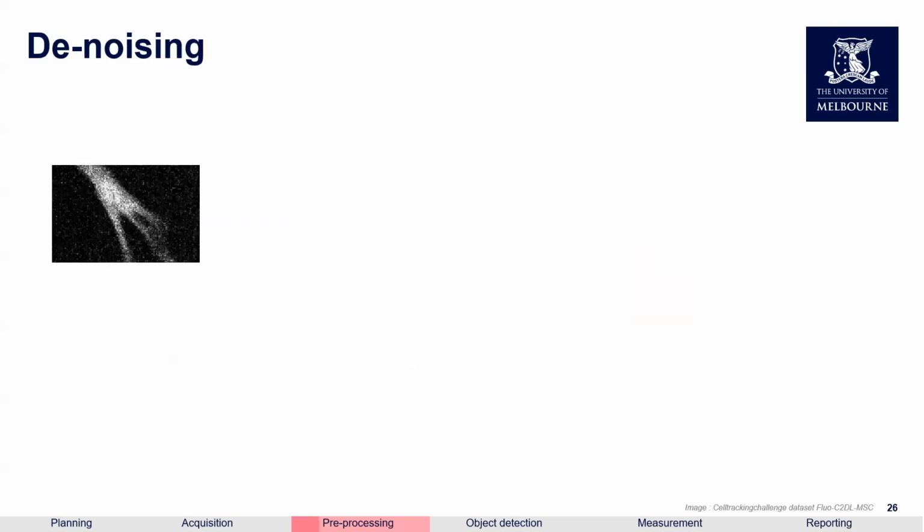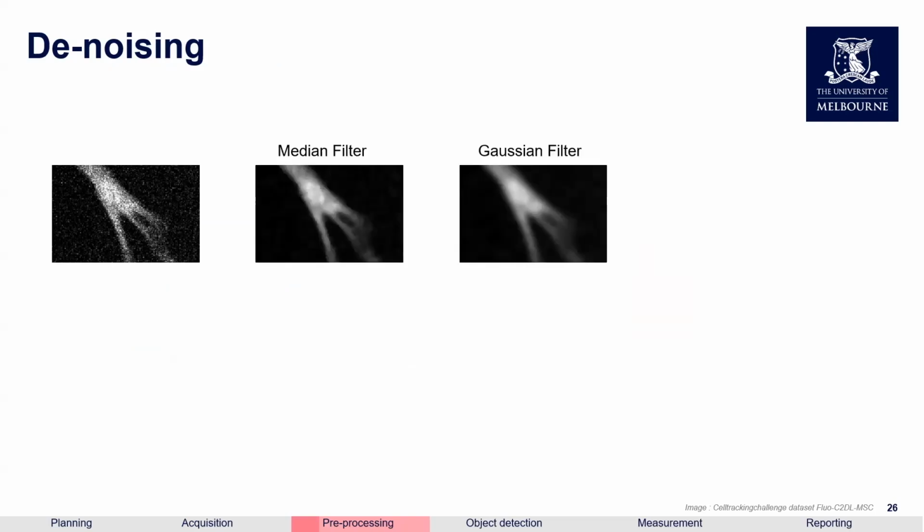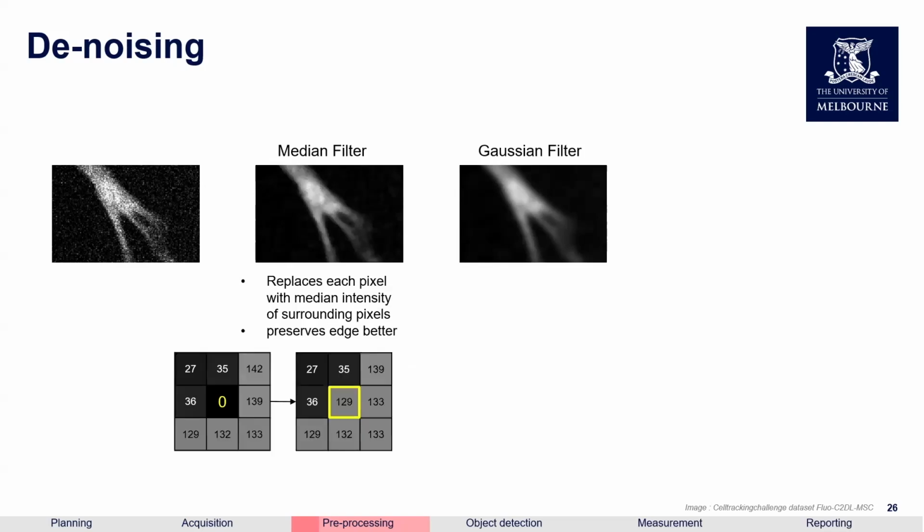So each microscopy image contains noise, and it mainly comes from the electronics of the detection system, and this noise can interfere with object detection. The common options to reduce noise are image filters such as the median or Gaussian filter. The median filter replaces each pixel intensity with the median value of its surrounding pixels. It's fairly effective in reducing the noise, but at the same time, it preserves the edge information very well.